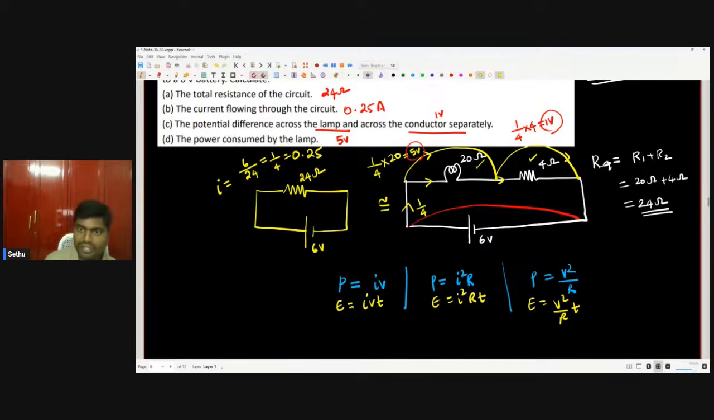So all of this is for power. All of this is for energy. This is for power. This is for energy.